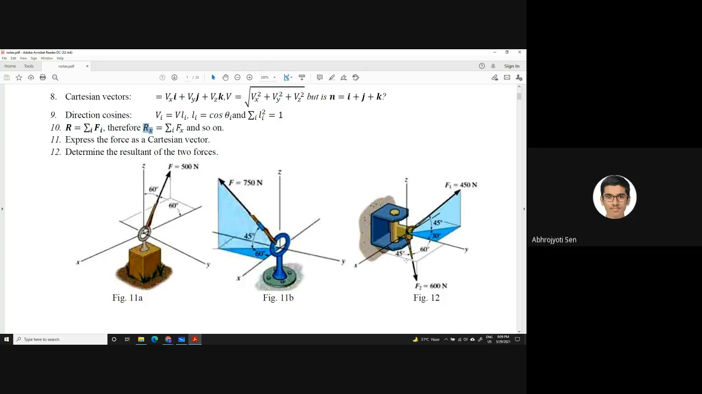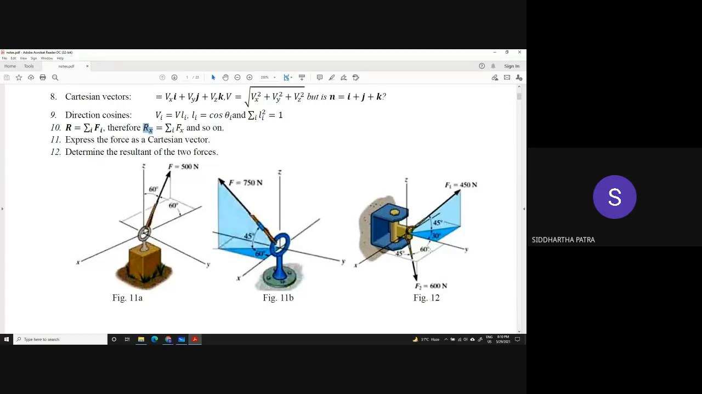Sir, is F2 below the plane? F2 is below the xy plane, which basically means the z component is going to be negative, and it makes an angle of 45 degree with the x-axis, an angle of 60 degree with the y-axis. So you can right away get the x and y components. Of course, the projection of the force F2 lies on the first quadrant, implying that its x and y components are both positive.